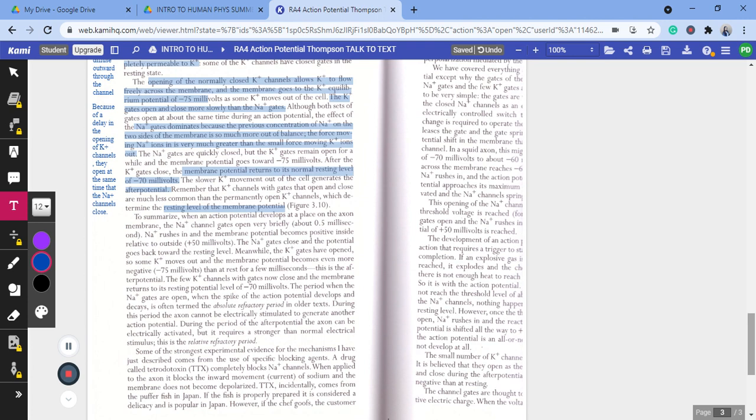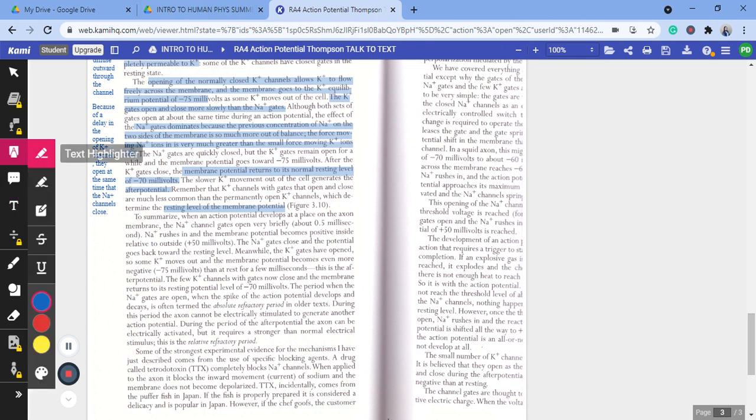So, to summarize, when an action potential develops at a place on the axon membrane, the sodium channel gates open very briefly, about 0.5 milliseconds. Sodium rushes in and the membrane potential becomes positive inside relative to outside, positive 50 millivolts. Then the sodium gates close and the potential goes back toward the resting level. Meanwhile the potassium gates have opened. So some potassium moves out and the membrane potential becomes even more negative, negative 75 millivolts, then at rest for a few milliseconds. This is the after potential. The few potassium channels with gates now close and the membrane returns to its resting potential level of negative 70 millivolts.